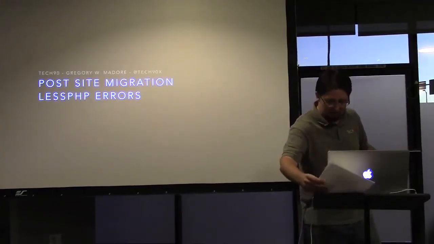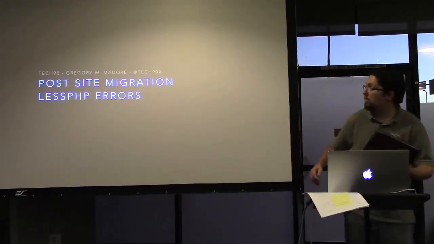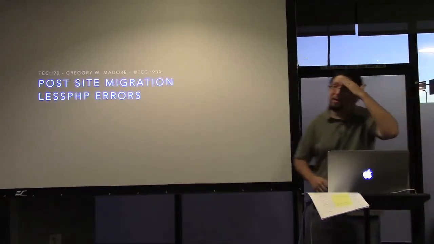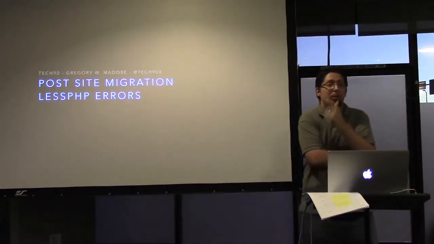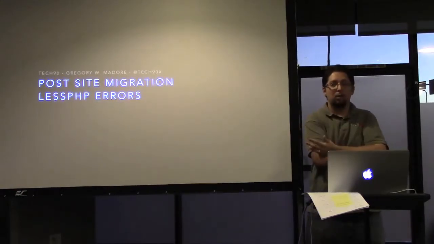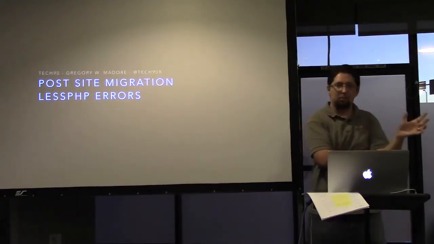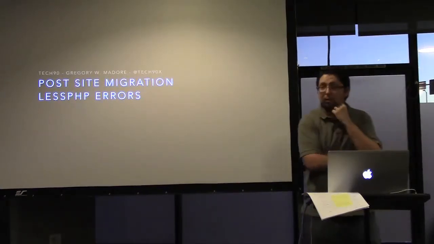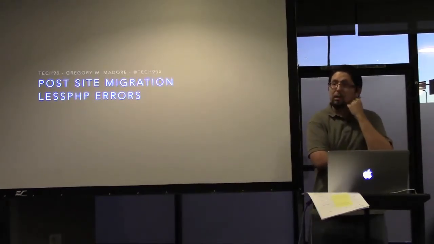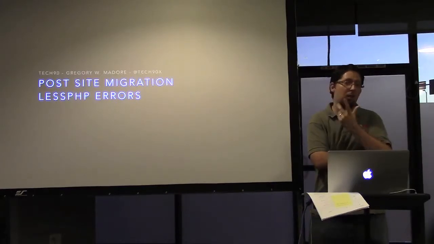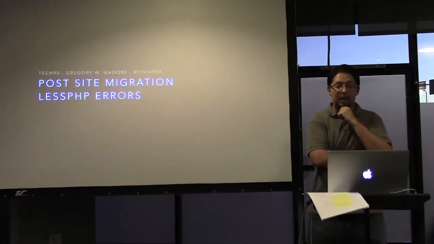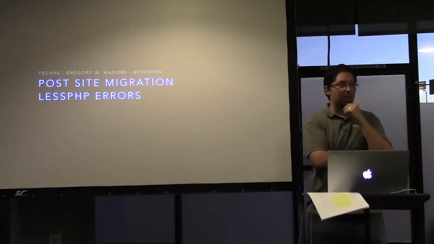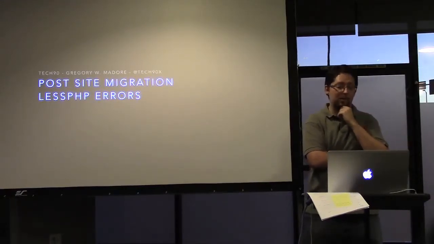So this title slide starts talking about post-site migration, less PHP errors. There's a lot of errors that can come up after you use WP Twin, Duplicator, or you manually move a site from pre-production to production. I'm basically going to talk about one of them, which is less PHP. It's something that I actually had a question about come up recently. And I spent a little bit of time trying to figure out what was going on and found a very simple solution, so I figured I would share that with you.